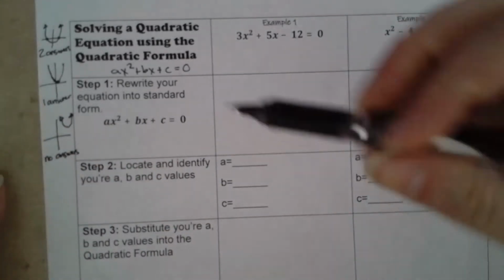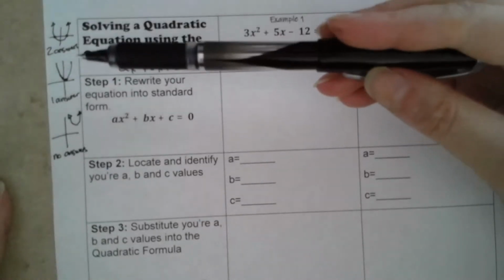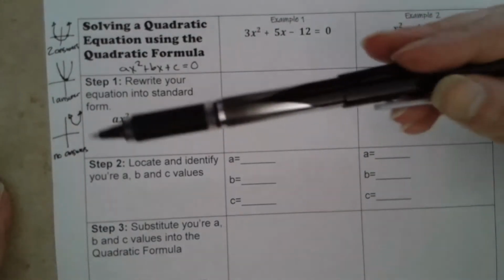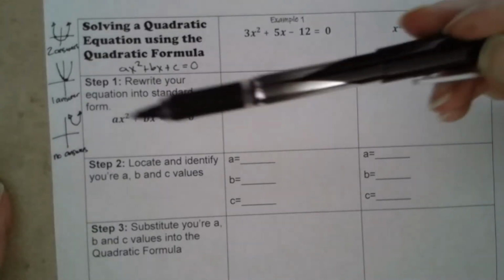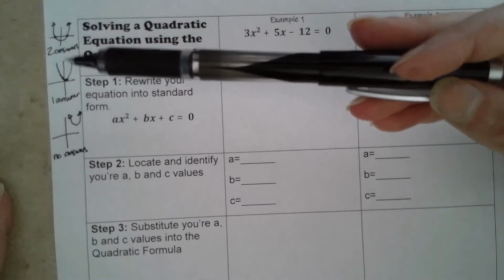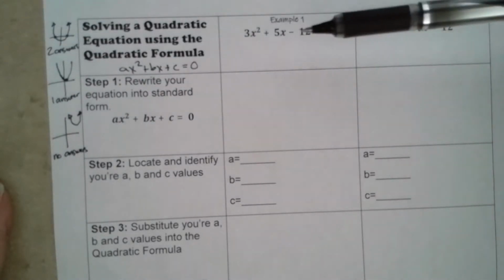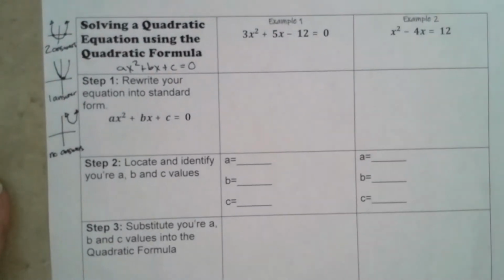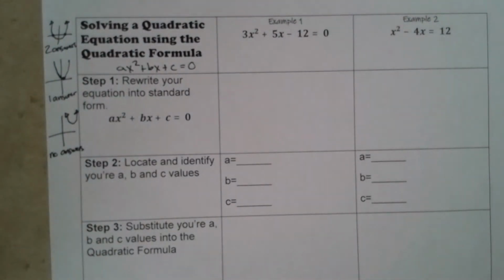Most of the problems I'm giving you guys, if not all, will have two answers, but I want you to be aware that if you're ever dealing with using the quadratic formula and you don't get an answer, or you only get one answer, that's okay. It just tells me that when I graph this equation, it's not necessarily hitting the x-axis more than once.